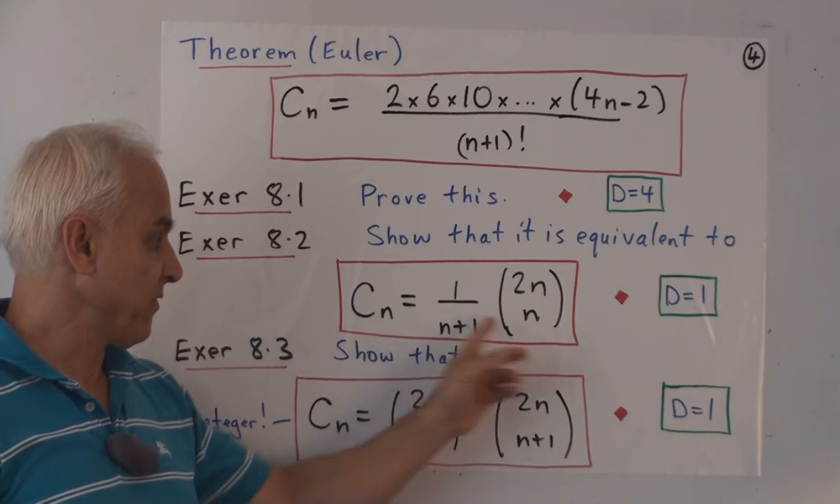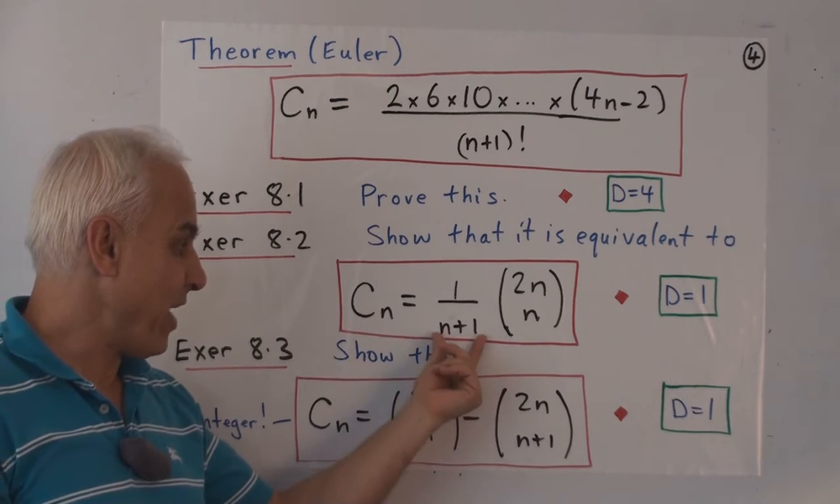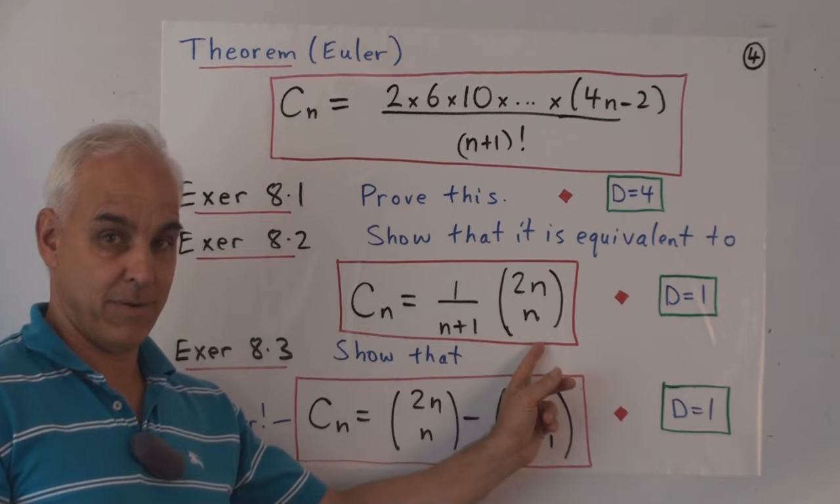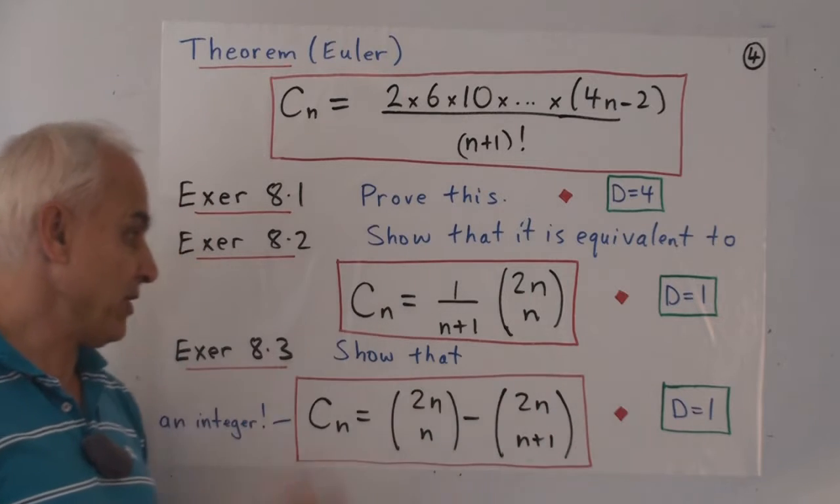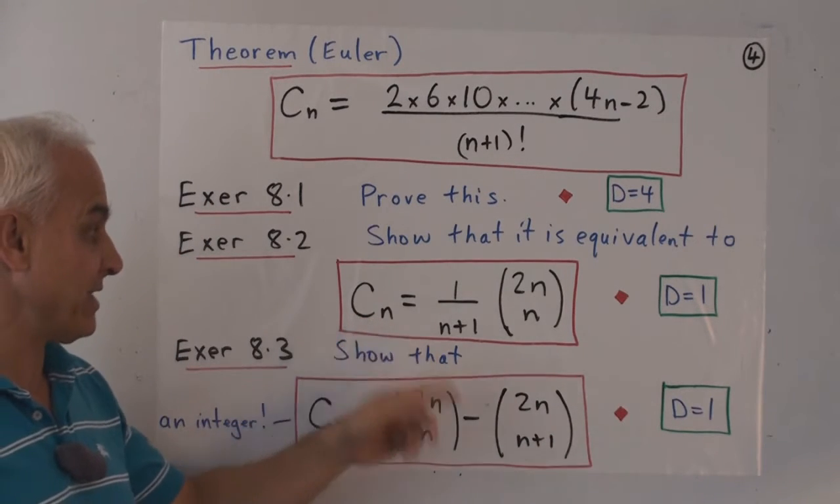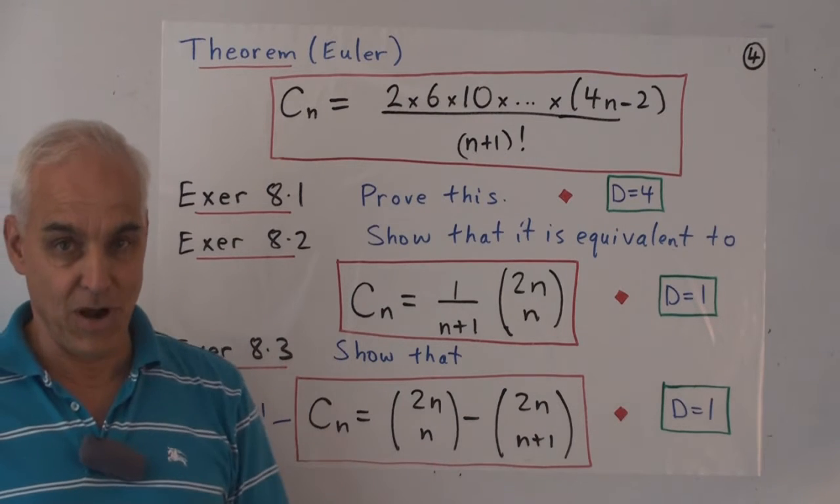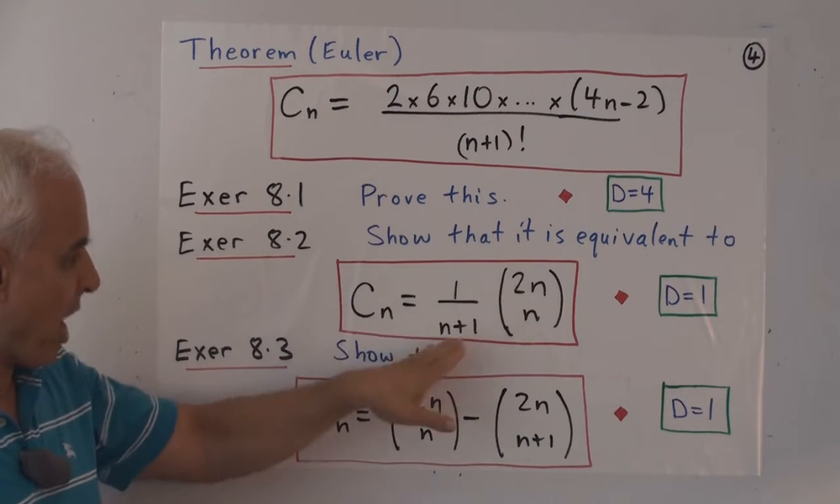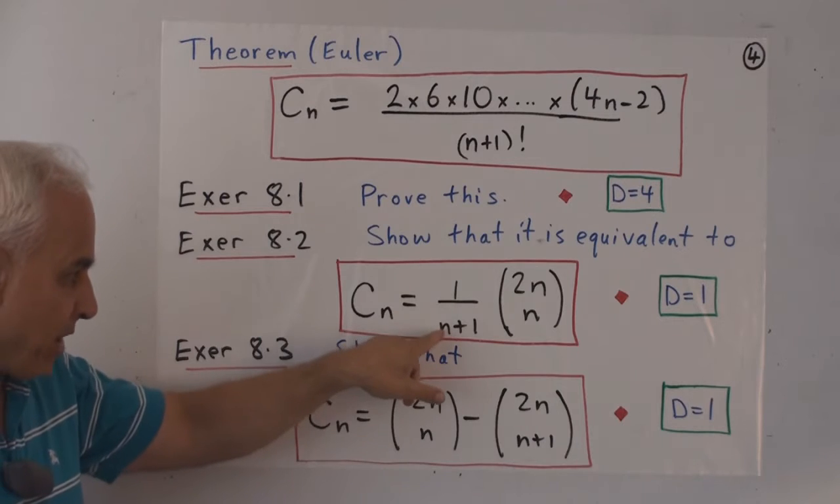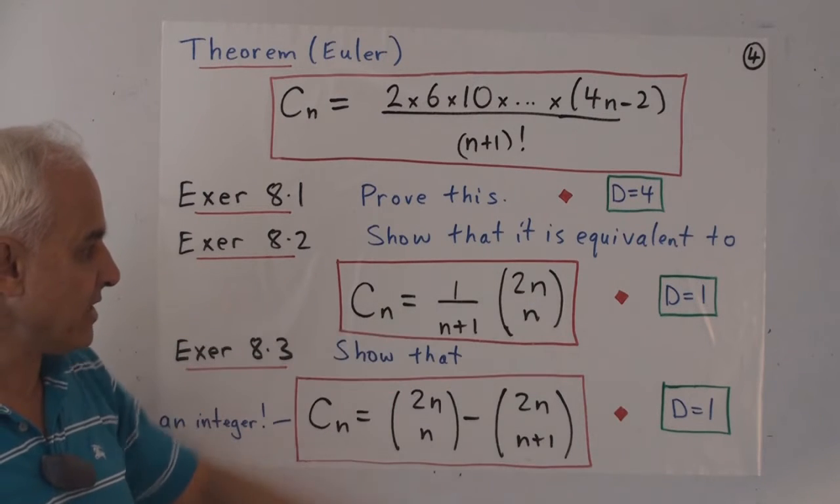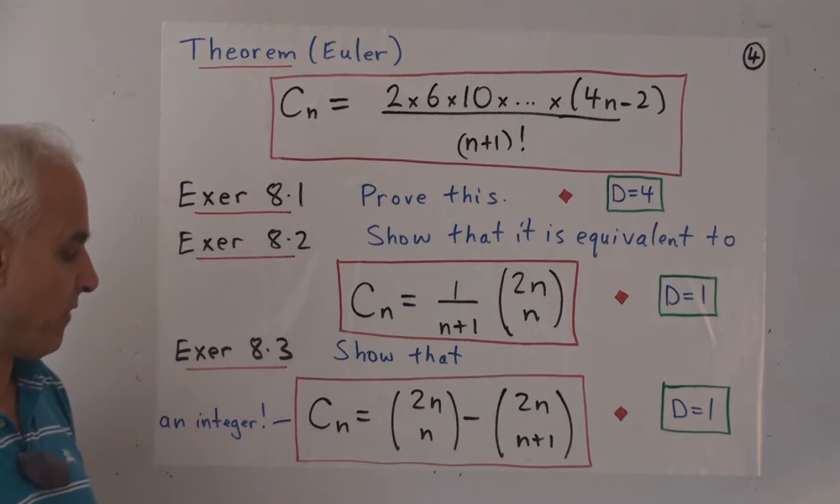It's certainly not obvious from this formula that n plus 1 divides this number. But if this formula is true, then this has to be an integer because it's counting the number of triangulations of an n plus 2 gon. So there's something a little bit surprising about this formula, the fact that it implies that n plus 1 divides this particular binomial coefficient.